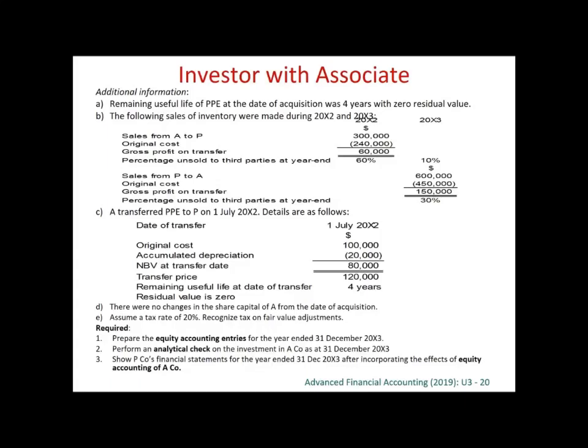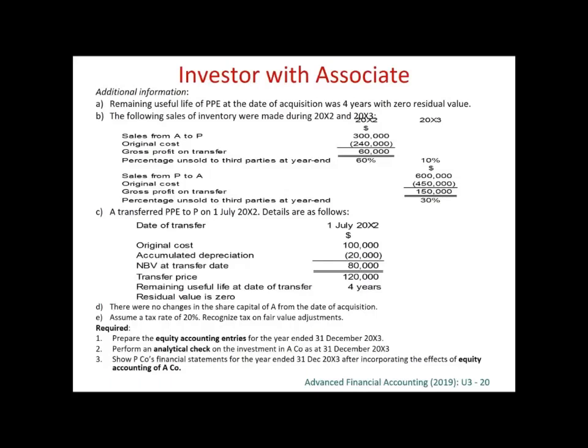If this is 1st of October, it is actually only 3 months. So you must make the time apportionment if the transfer is not on the first day or the last day. Again, we have a tax rate of 20%. Therefore, we have to account for the deferred tax implications, 20%. So we need to prepare the equity accounting entry.